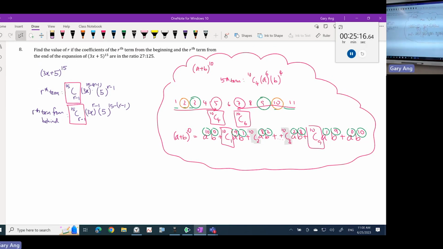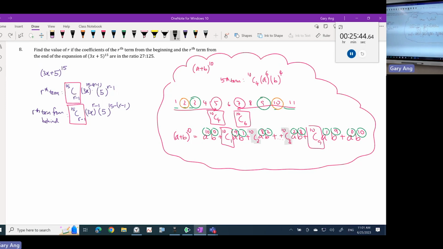Now we found the term already, correct or not? And how do we continue? Now pay attention. We know the ratio, which means that we know this number, and the 3 to the power of this number, and the 5 to the power of this number, divided by this number, and 3 to the power of this number, and this number. The division is going to give you 27 over 125.